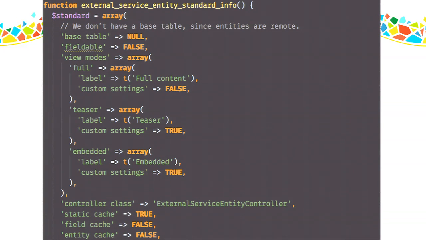You can also see here we define our view modes, full, teaser, and embedded, and we define our controller. We can define whether it's allowed to be static cached or entity cached. You have to be a little careful with entity cache because you don't necessarily know if the asset has been edited on a different application, like an iPad app. You can solve that, especially if the service can notify you of changes.